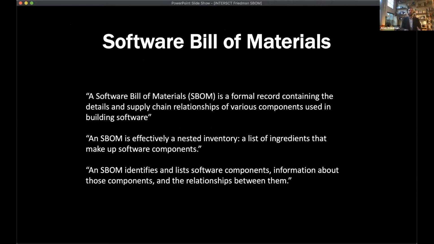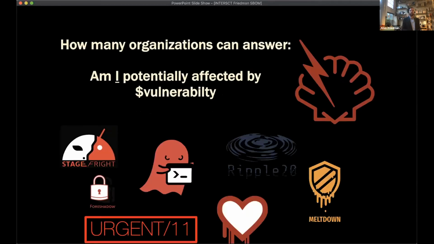Right? Software is not hewn out of marble by tonsured monks on Greek islands. It is built out of components, many of them open source, but not all. And an SBOM is the nested inventory that says, here are the relationships, here's how we move them forward.